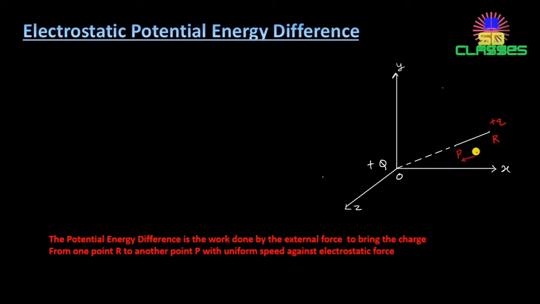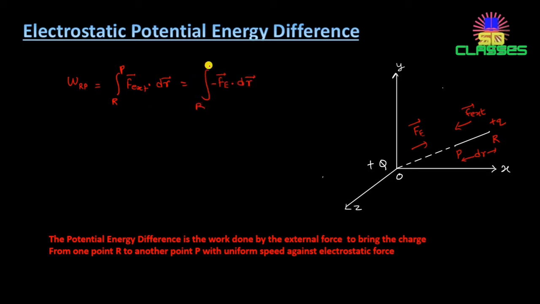So suppose this is the displacement dr and you have applied an external force F_ext against the repulsive force between the capital plus Q and your small plus q. So this will be the repulsive force Fe, and they are opposite of each other, you can see that, right? So the work done to bring the charge from R to P is equal to the integration from R to P of F external dot dr, where dr is the displacement. This will be equal to negative of Fe dot dr.